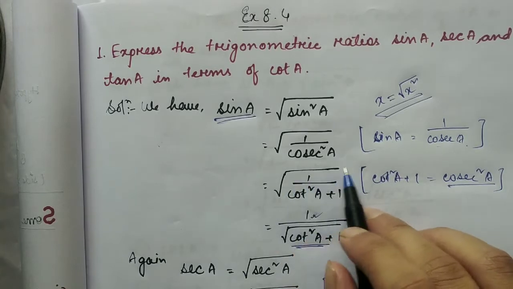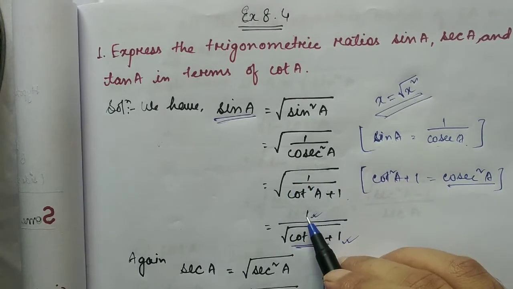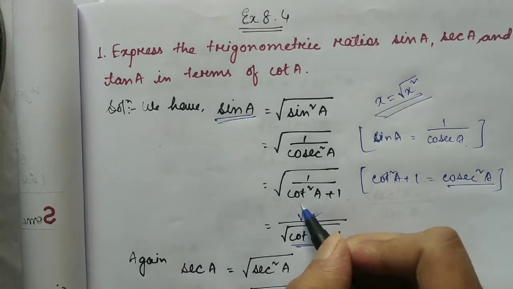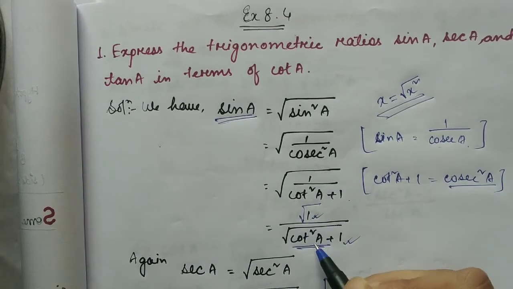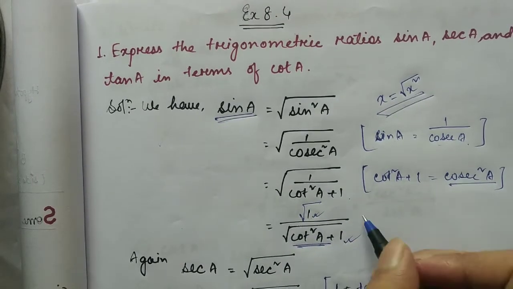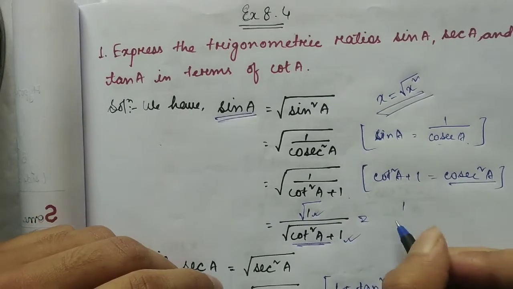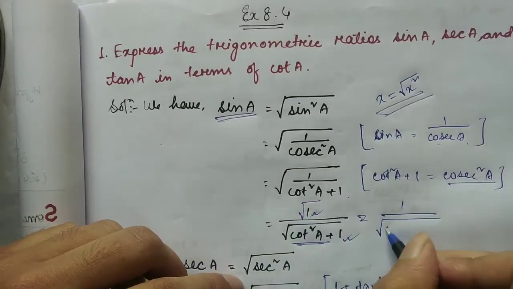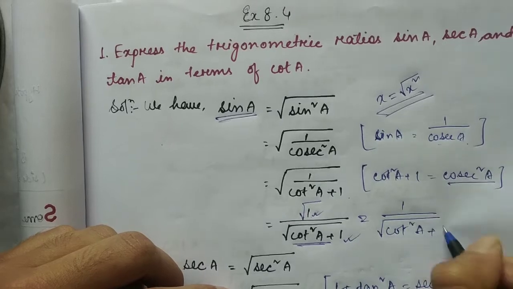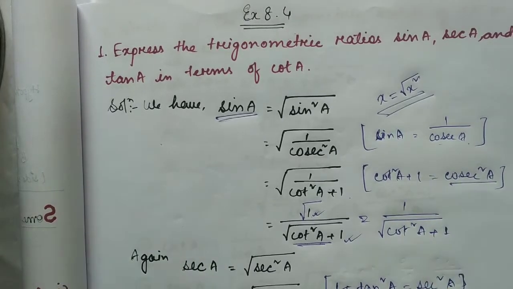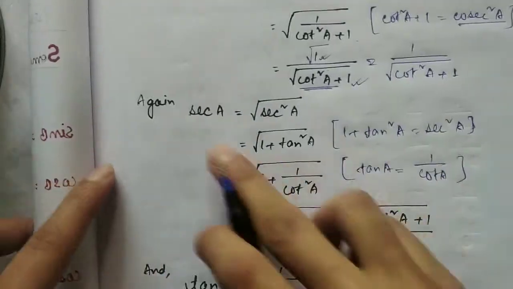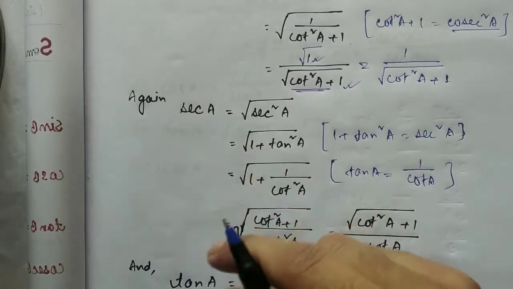Now there is a root over in both numerator and denominator. We write it, then it becomes root over 1 in the numerator and root over cot square A plus 1 in the denominator, and root over 1 comes out to be 1, and in the denominator it is again cot square A plus 1 under the root sign. So this is it. Now the next is we write sec A in terms of cot A.